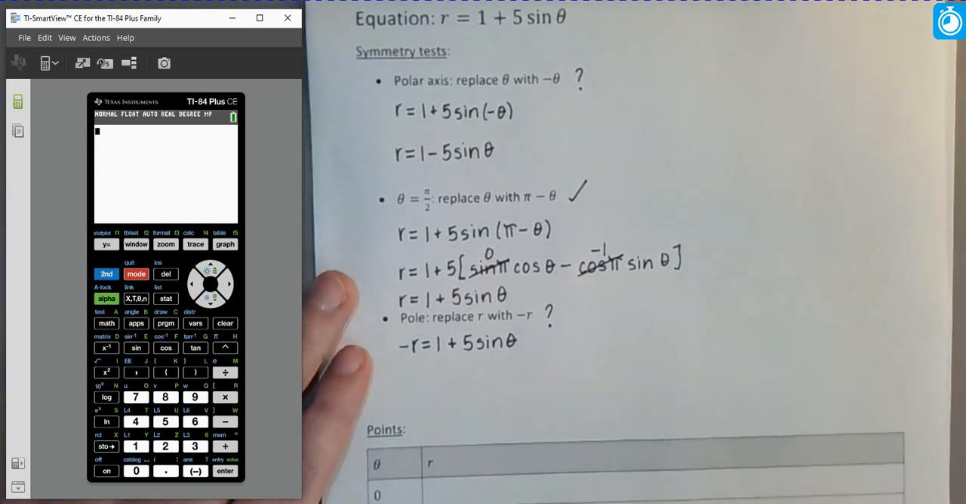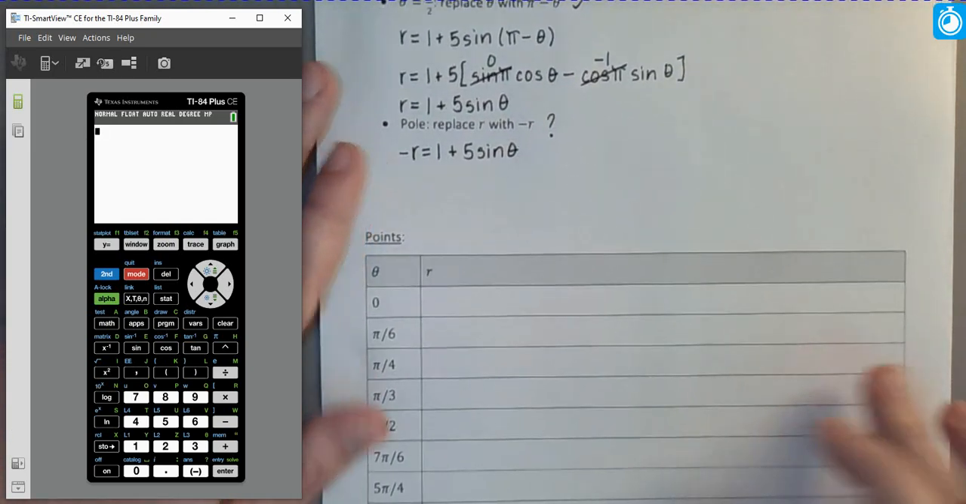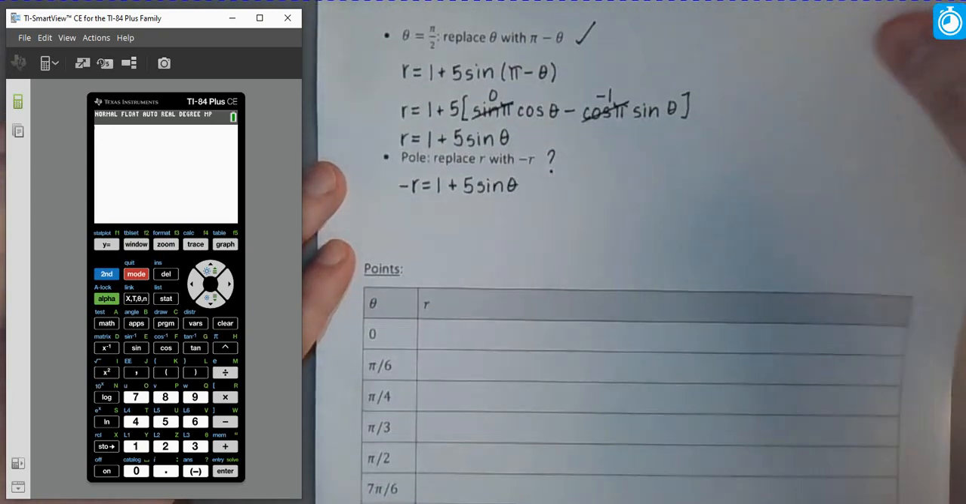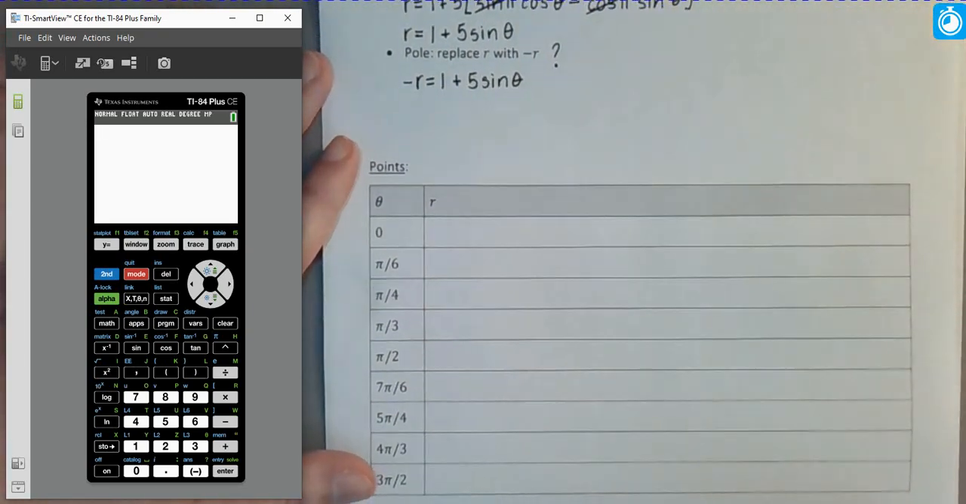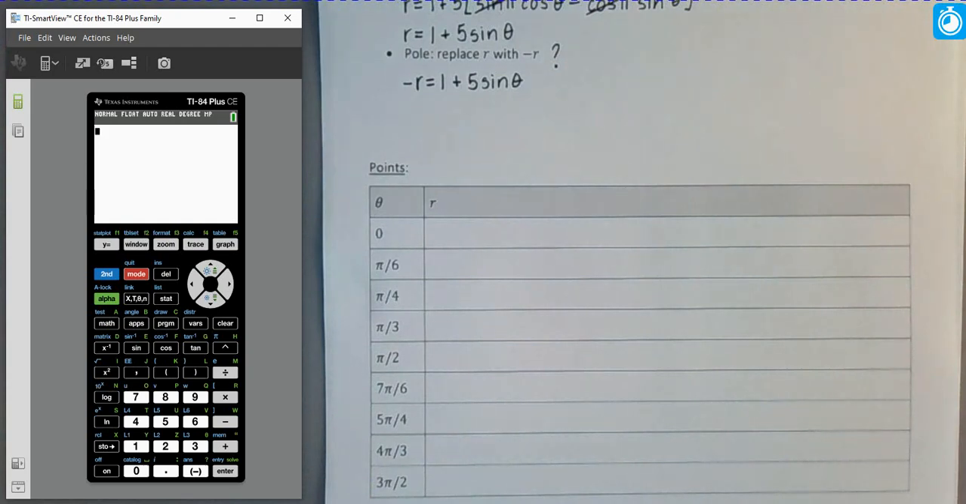So from there, we want to plot some points. When we plot polar points, we're going to think of theta as our input, and we're going to think of r as our output. So we're plugging in values of theta, and we're finding the resulting values of r, and we're going to plot the points as we go.